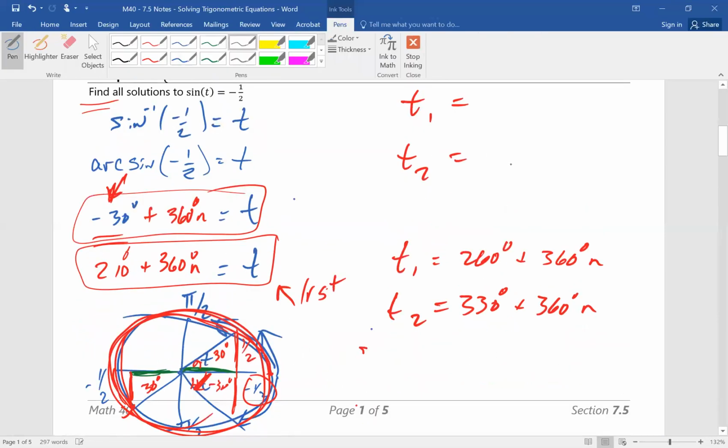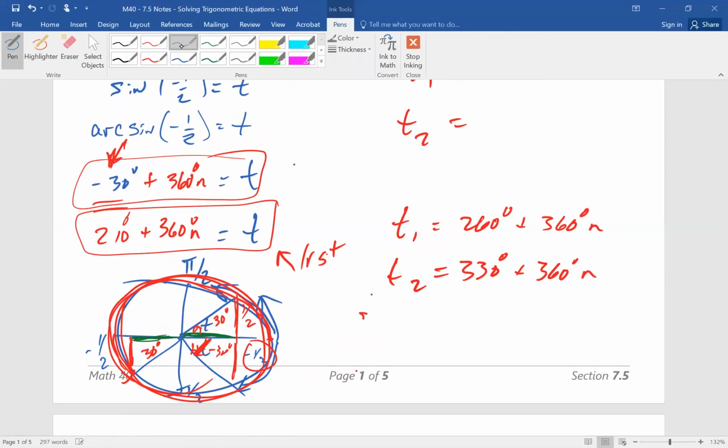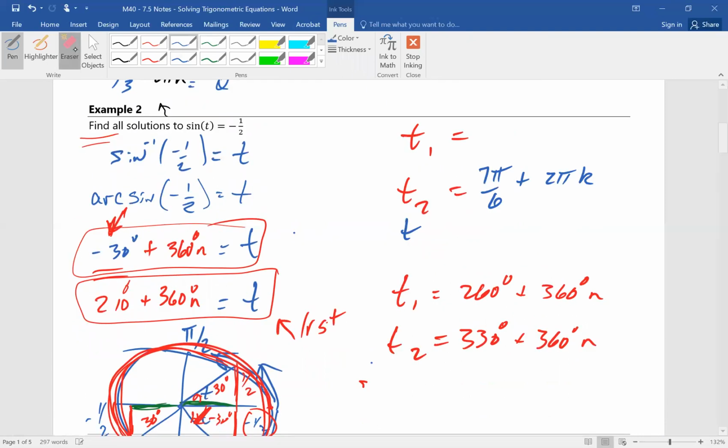And if I'm going in 30-degree increments, or pi over 6, then 1, 2, 3, 4, 5, 6, this is going to be 7 pi over 6 plus 2 pi k. Excuse me, I need to write that up in the other blank.